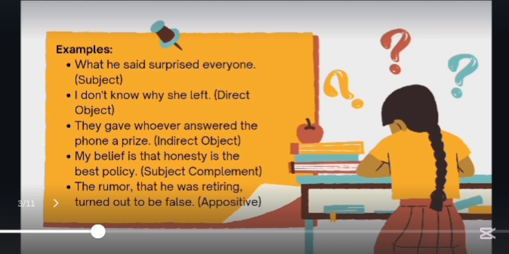So, the direct object of the verb, the indirect object, the complement that follows a linking verb, like is or even, and an appositive that renames another noun.